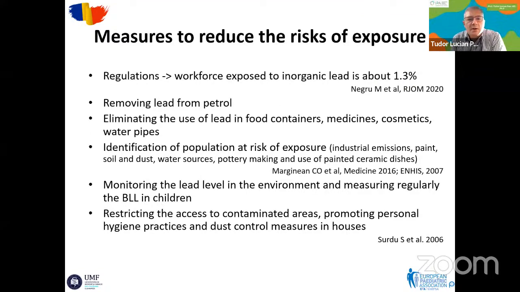So in our country, we had all of these measures to reduce the risk of exposure. Mainly, an important place should be given to the regulation and the policies to reduce the exposure for the workforce. Here in Romania, we had only 1.3% of the workforce exposed, but also the removing of lead from petrol, food containers, medicine, cosmetics, water pipes, and identification of the population at risk of exposure. We can discuss here also pottery making and the use of paint in ceramic dishes. We had a case published from Transylvania with lead exposure from pottery making, and important monitoring and restricting the access to contaminated areas.